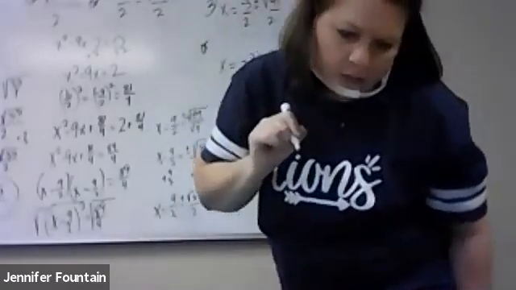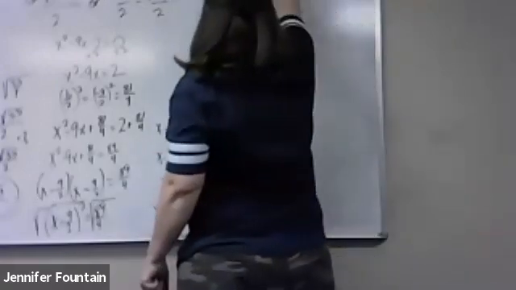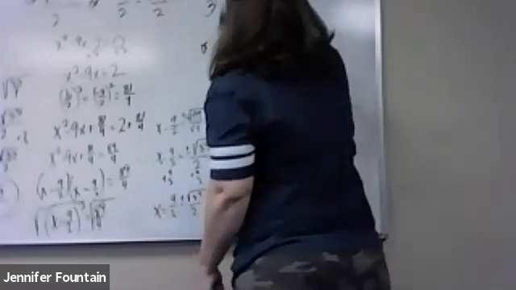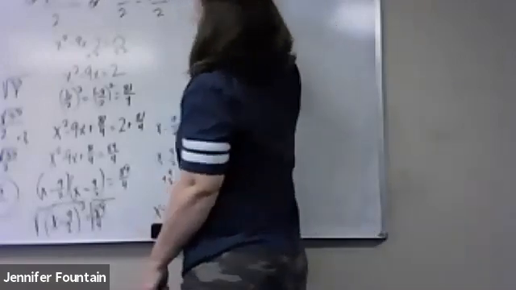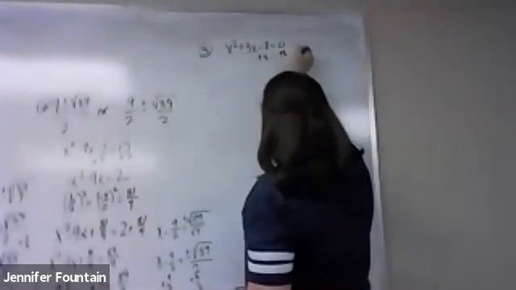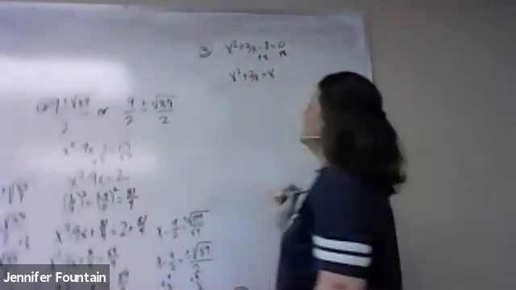Is it minus 8? Minus 8 equals 0. Let's go ahead and erase all this. Okay, so again, first step, we need to isolate, so that means negative 8 needs to move to the other side by adding it. X squared plus 3x equals 8.